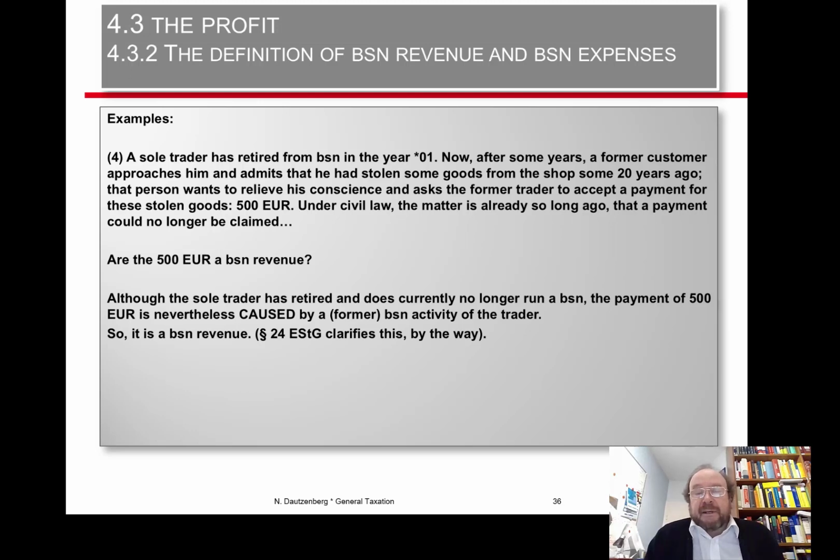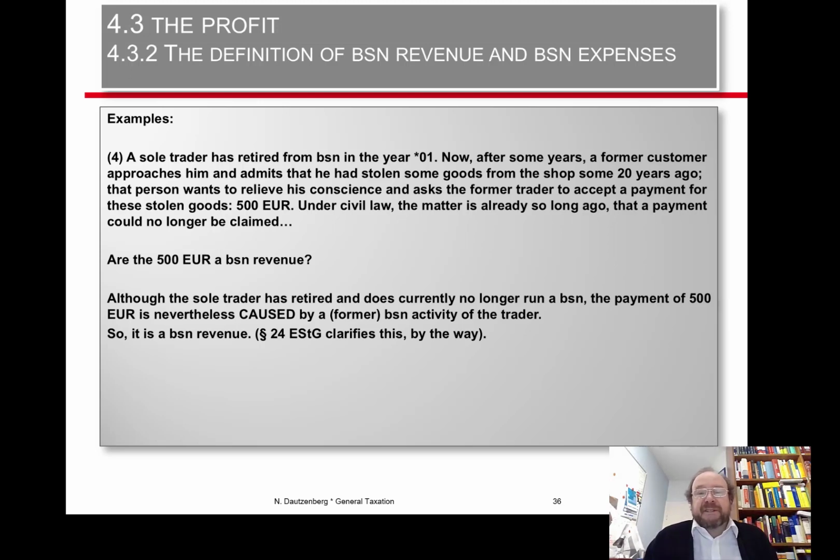Another aspect. A sole trader is sick with his business, and perhaps really sick, and retires from business in year one. After years, a former customer approaches him and says, well, you probably never noticed it in the time when you still had the shop. I was always shoplifting goods there. It really gives me a bad feeling. I want to clear my conscience and pay for the damage here of 500 euro. Please accept them.